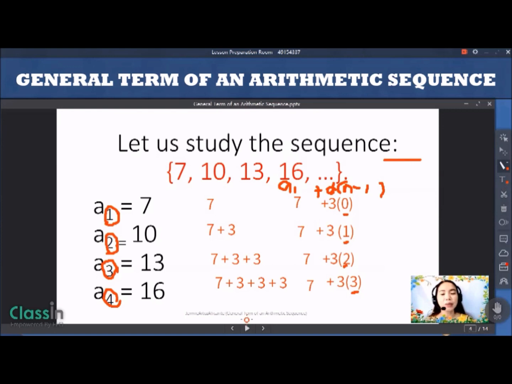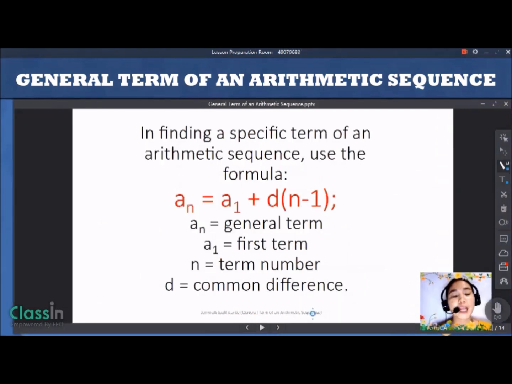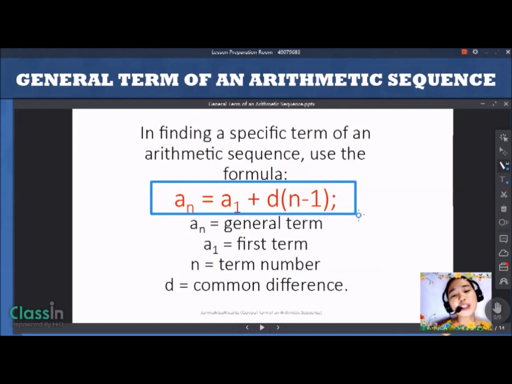So that is actually the formula that we are going to use in solving for any term of the sequence. That is a sub n is equal to a sub 1 plus d times n minus 1. So don't forget this formula. And what does it mean? Your a sub n represents the general term. So it can be actually any term of the sequence.